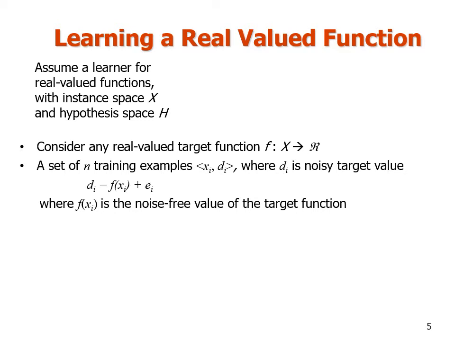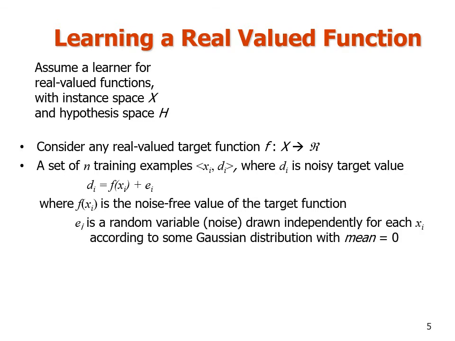And what is this ei? Ei is noise, a random variable drawn independently for each xi according to some Gaussian distribution with mean equal to 0. The task of the learner is to output a maximum likelihood hypothesis, or equivalently a MAP hypothesis, assuming all hypotheses are equally probable a priori.